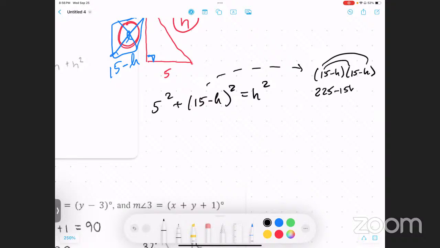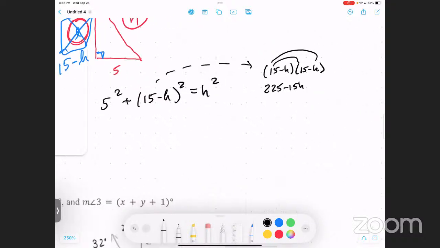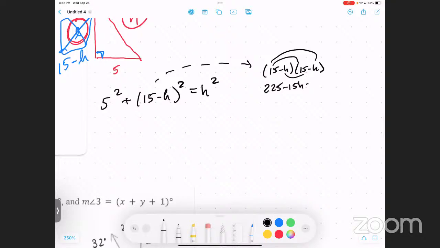So it's 225 minus 15h minus another 15h plus h squared, right? See how I did that? So that would be 225 minus 30h plus h squared. So let's write that in: 225 minus 30h plus h squared equals h squared.